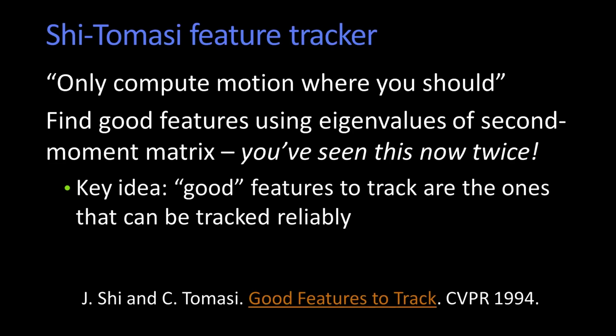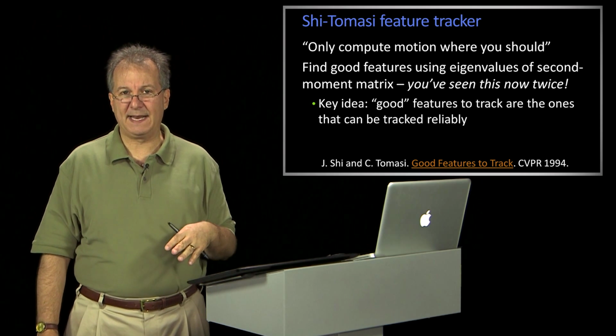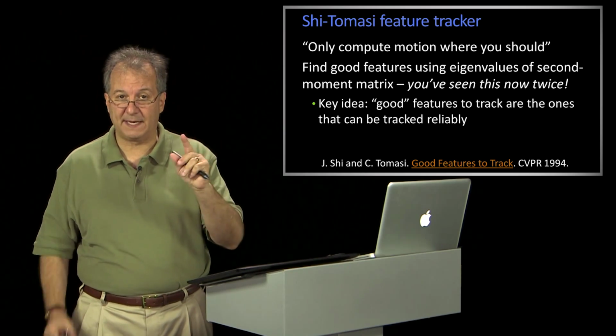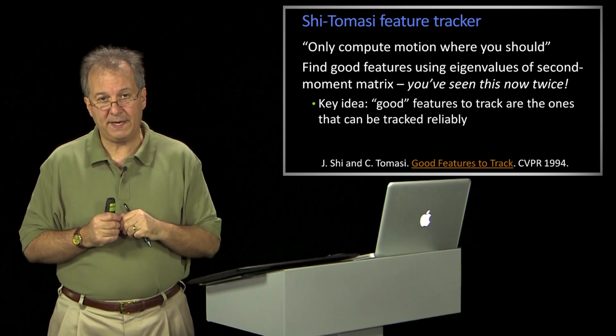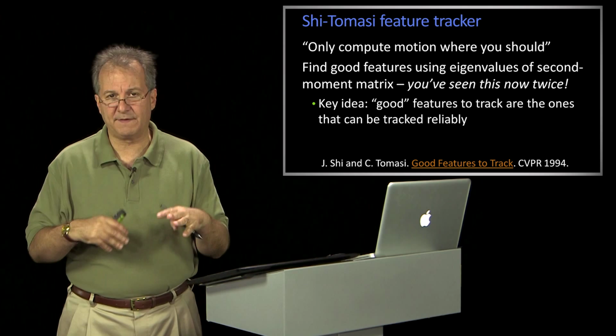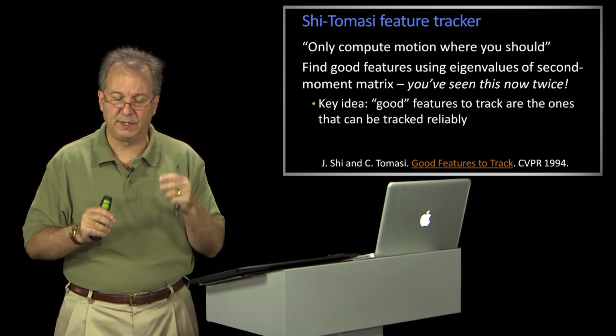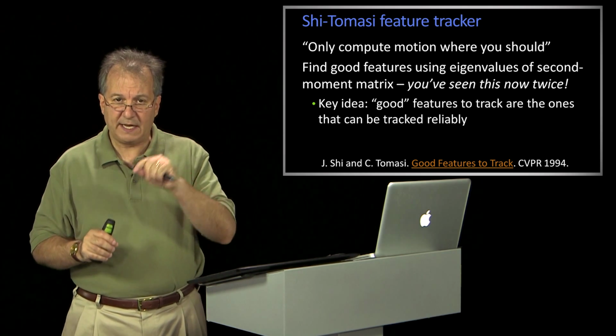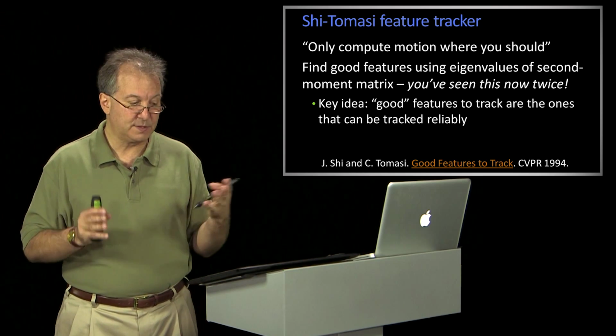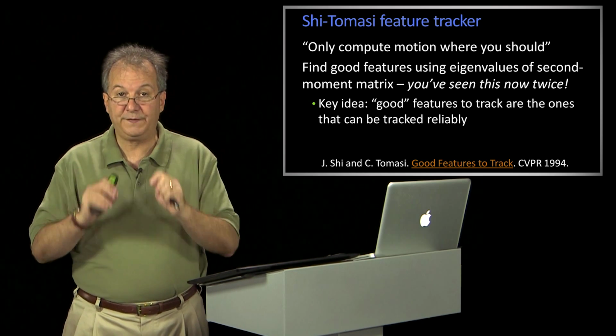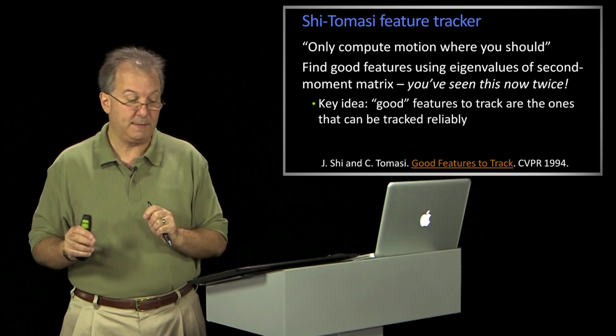We'll start with one very simple description that you've actually already seen, right? We talked about the Shi and Tomasi feature tracker, and basically it's this idea of only computing motion where you should. We talked about this when we talked about the Harris corners, and we talked about how to analyze that second moment matrix. And we said, well, there are other ways of analyzing that second moment matrix, including the eigenvectors and eigenvalues there. And we said that there was this Shi and Tomasi thing called good features to track, the thing that OpenCV made use of.